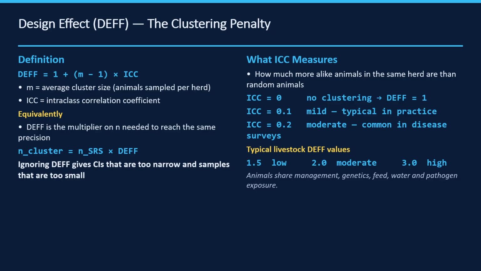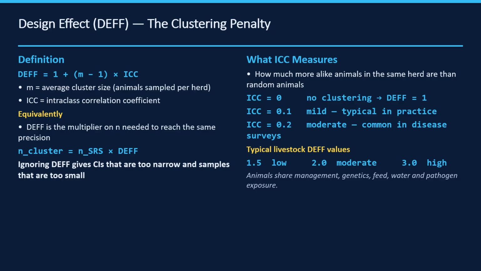DEFF equals 1 plus M minus 1 times the intra-class correlation. M is your average cluster size. ICC is how much more alike animals within a herd are than animals picked at random from the population.